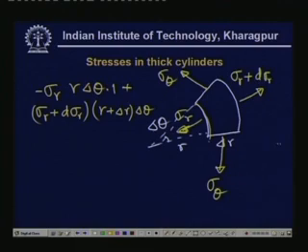And now here two forces are acting of magnitude sigma theta times delta r times 1, but we are now considering the force balance along the radial plane. So therefore only a component will act, and that component is equal to sigma theta delta r times twice sine of delta theta divided by 2, and that must be equal to 0.